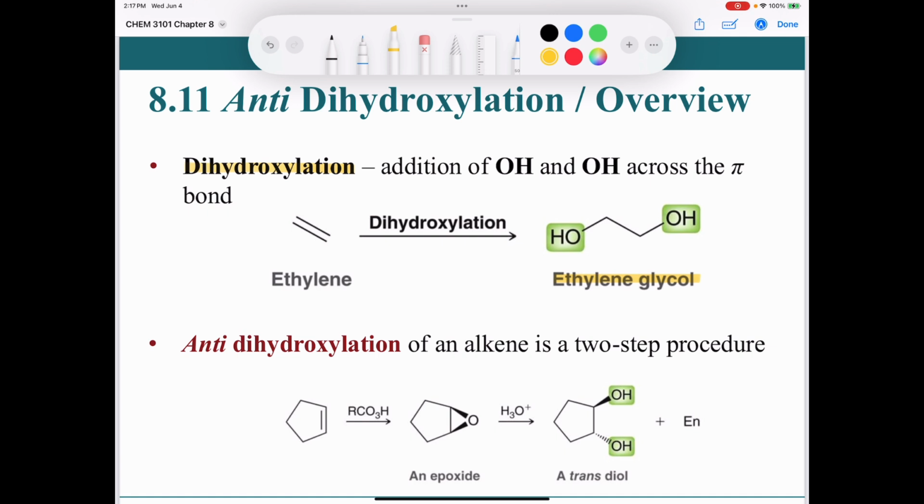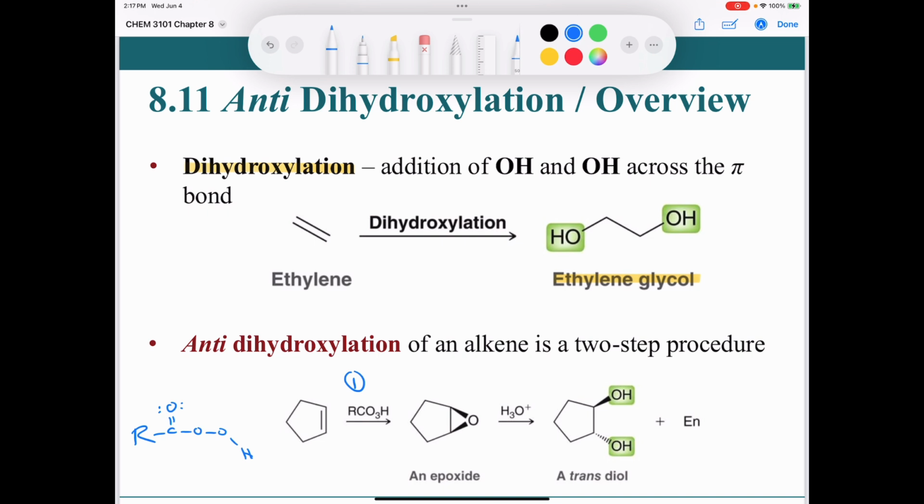So anti-dihydroxylation is actually a two-step process. In the first step, we use what's called a peroxy acid. And so you might look at this formula RCO3H and say, is that a mistake or something? No, it's not a mistake. It's very similar to a carboxylic acid, a peroxy acid. The only thing is you add one extra oxygen in here. Okay, I'll kind of squeeze it in here like that. So that's what we call a peroxy acid in the first step.